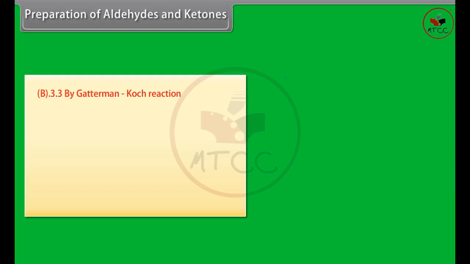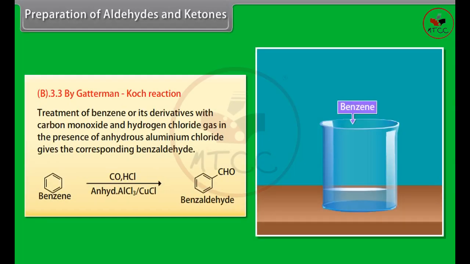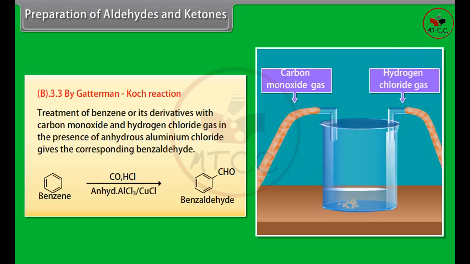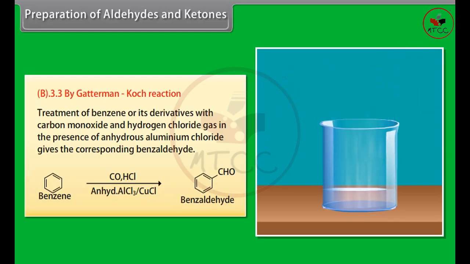By Gattermann-Koch reaction. Treatment of benzene or its derivatives with carbon monoxide and hydrogen chloride gas in the presence of anhydrous aluminium chloride gives the corresponding benzaldehyde.